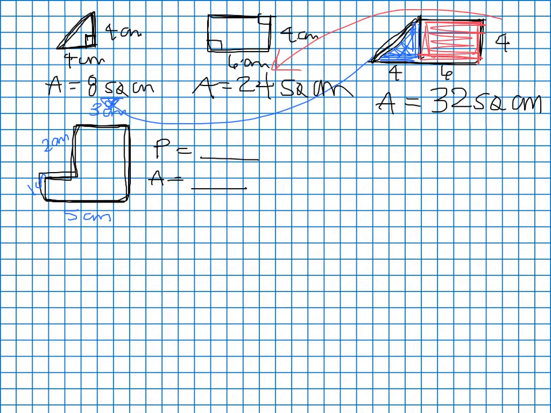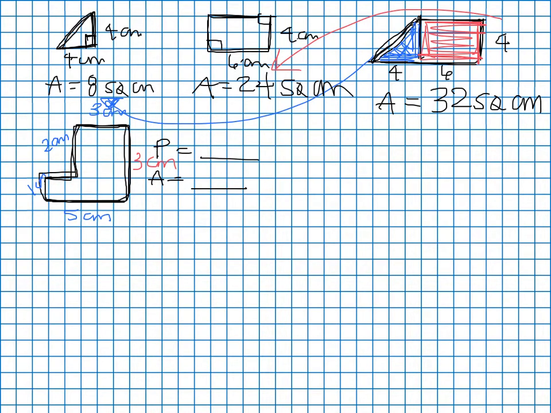Well, the first thing we're going to do is figure out the perimeter, which again is the distance we walk around. We know this side right here, this is 3. But do we know this side? Well, we know this is 2 and this is 1. So this side here has to be 3 centimeters. We know that this side now is 5 and this is 1. We don't know this side right here.